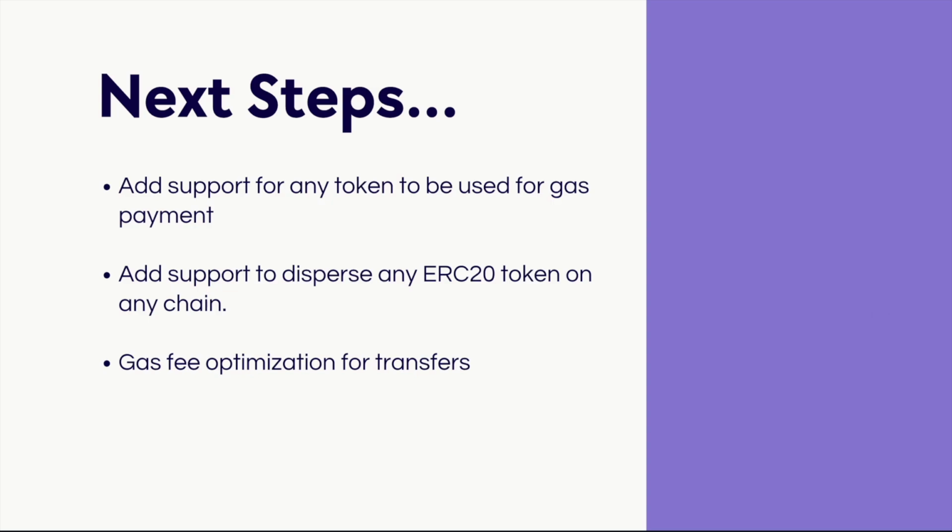I also want to talk about the next steps that we have for this project. We want to add support for any token to be used for gas payment. Right now we are using ETH on all 4 chains. We also want to add support to disperse any ERC20 token on any chain. Right now we just have USDC and USDT. We want to add support where a user can add any ERC20 token and disperse it on any chain. Also, we want to do gas fee optimization to make transfers as cheap as possible.